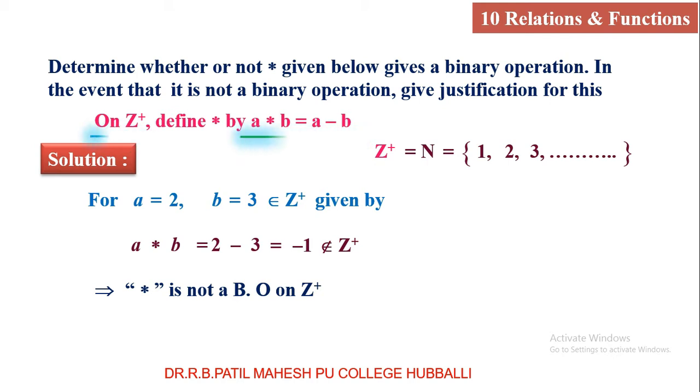So for 1 mark, you just write A equal to 2, B equal to 3 belongs to Z plus, and A star B is equal to 2 minus 3 is equal to minus 1 does not belong to Z plus. Here two elements belong to Z plus, but the operation result does not belong to Z plus, and star is not a binary operation on Z plus.